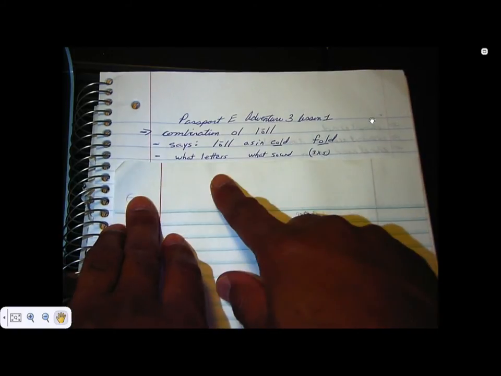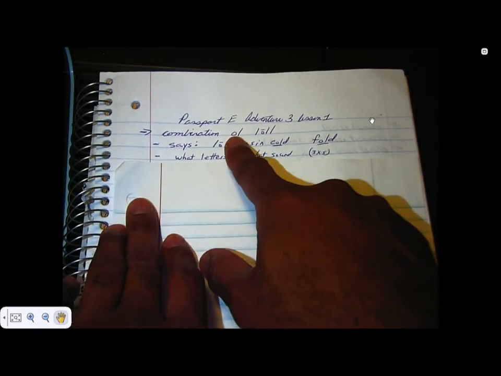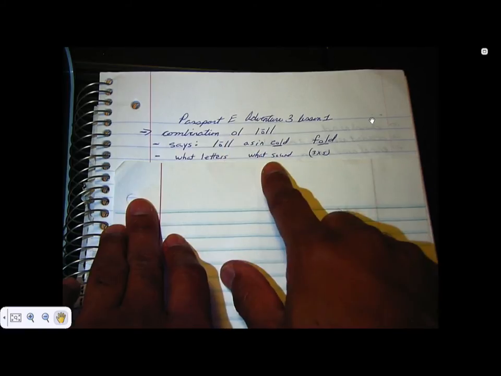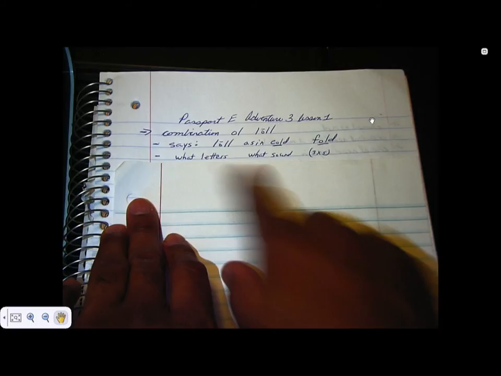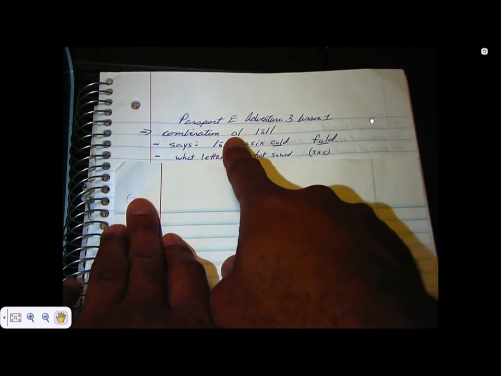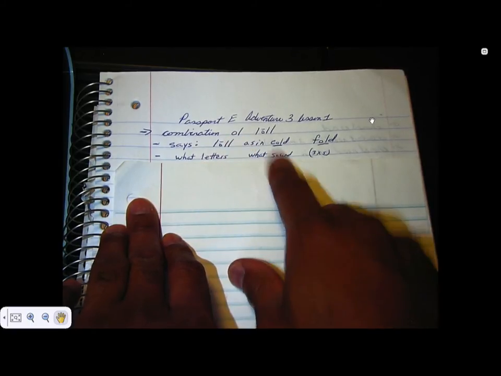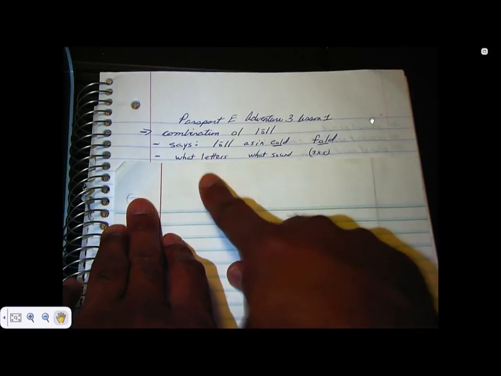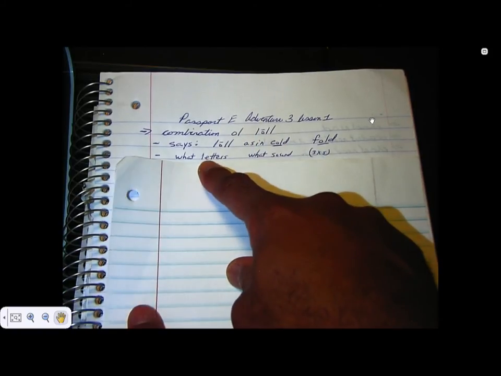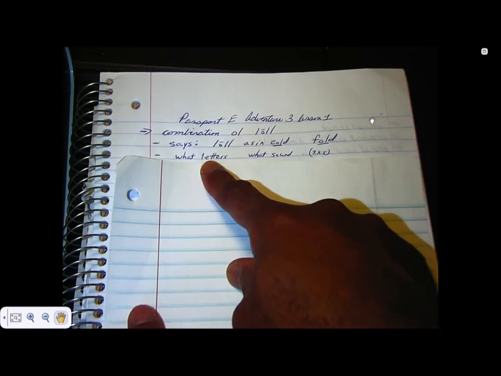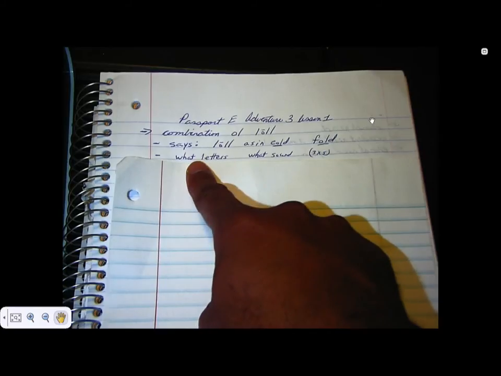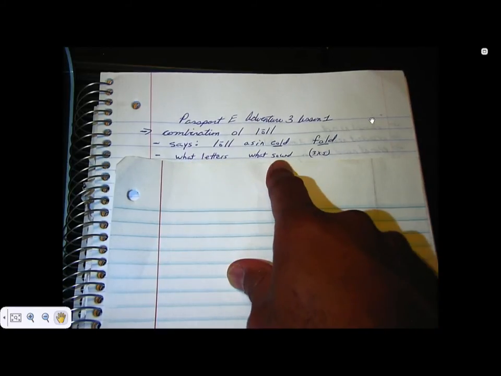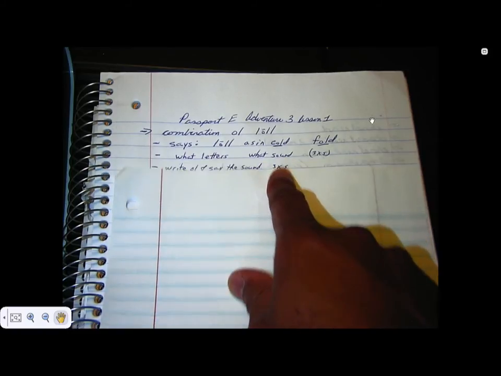So what letters are we looking at? We're looking at combination OL. What sound? OL. Say it again. We're looking at combination OL. What sound? OL. One more time. The letters we're looking at are combination OL and the sound O.